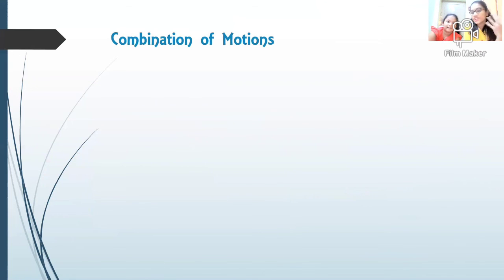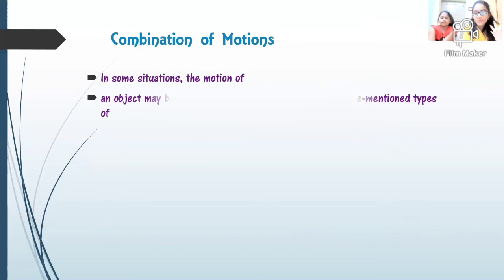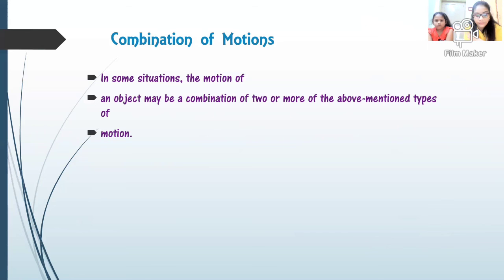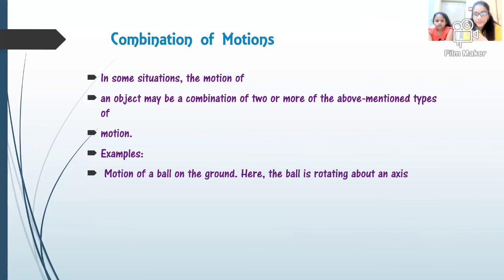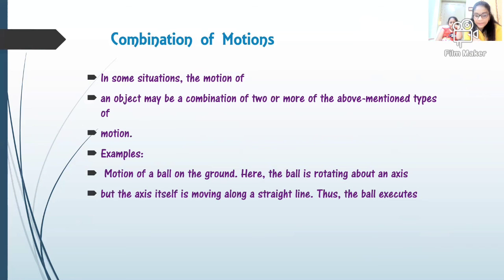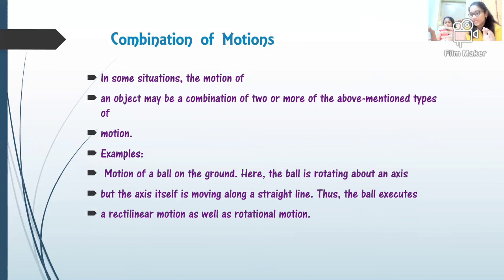Combination of motions now. In some situations, the motion of an object may be a combination of two or more of the above mentioned types of motion. Example: motion of a ball on the ground. Here the ball is rotating about an axis, but the axis itself is moving along a straight line. Thus, the ball executes a rectilinear motion as well as rotational motion.